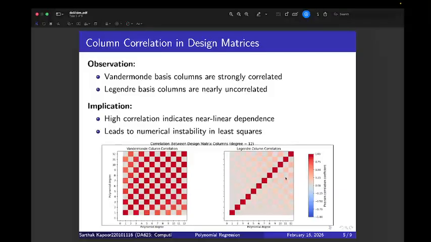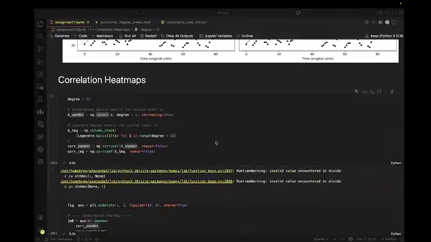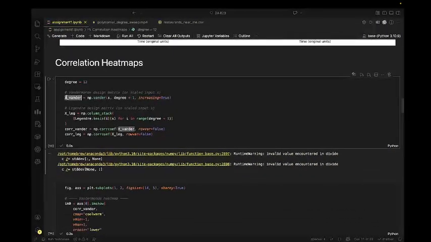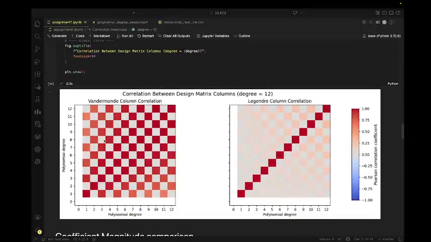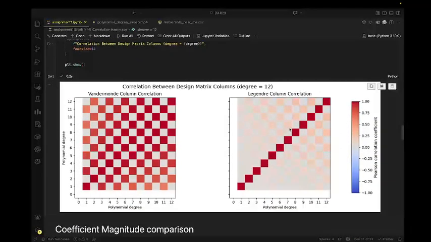This is also given in the PDF which was shared by the course instructor, that these small values come because we are sampling at discrete intervals, but these values are very small. So basically we are using the X Vandermonde. This is the Vandermonde design matrix, and this is the Legendre design matrix, and we are going to get the correlation between these two. After getting the correlation, this is the plotting code. After you plot this, you get this correlation matrix or heat map.